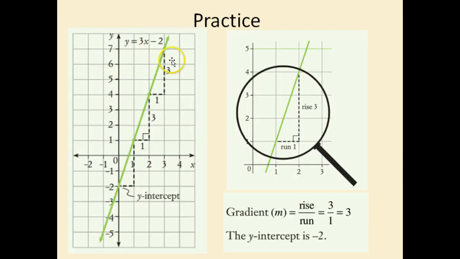So we can see here we have a line where we're going across 1 and we're rising 3, so that would be 3 over 1, so a gradient of 3. And we can see here that the y-intercept is minus 2, so here we have our formula of y equals 3x minus 2, because the y-intercept is minus 2 and the gradient is 3.